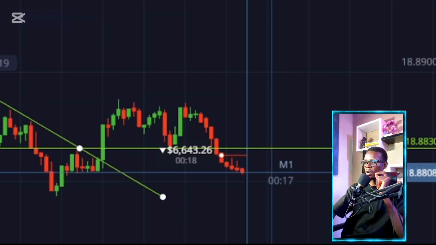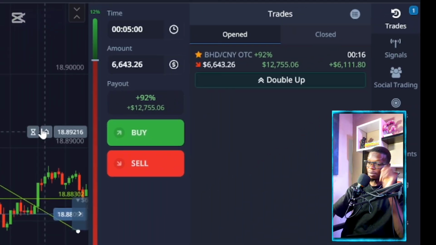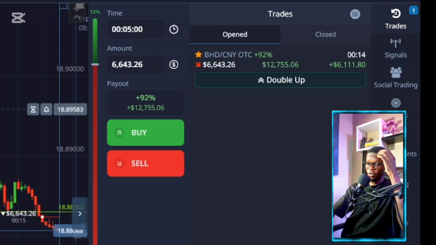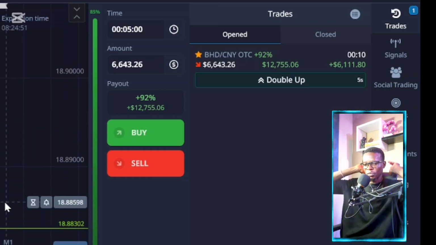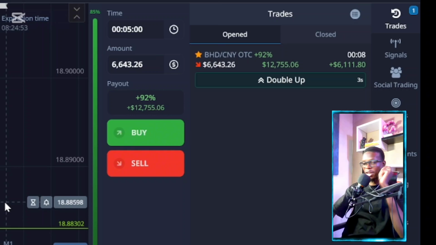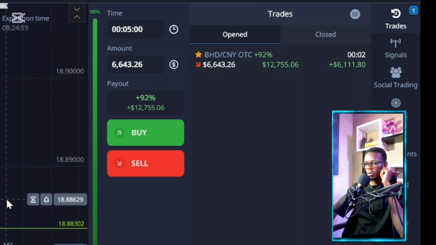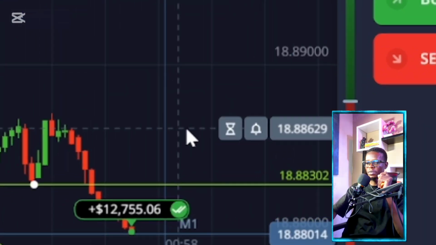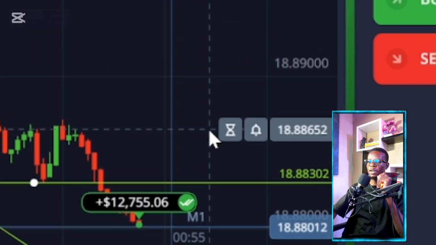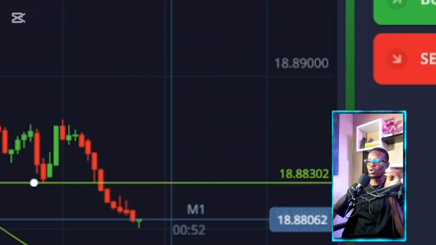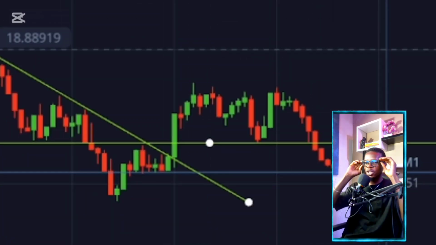And of course we have right here less than a minute, so we have a few seconds now for this very beautiful trade to finish. And of course I'm going to be explaining again why I took this trade so you can learn and also apply. So we have 6 seconds here. We have 5, 4, 3, 2, 1, and there you will have it. This right here is a very beautiful win.